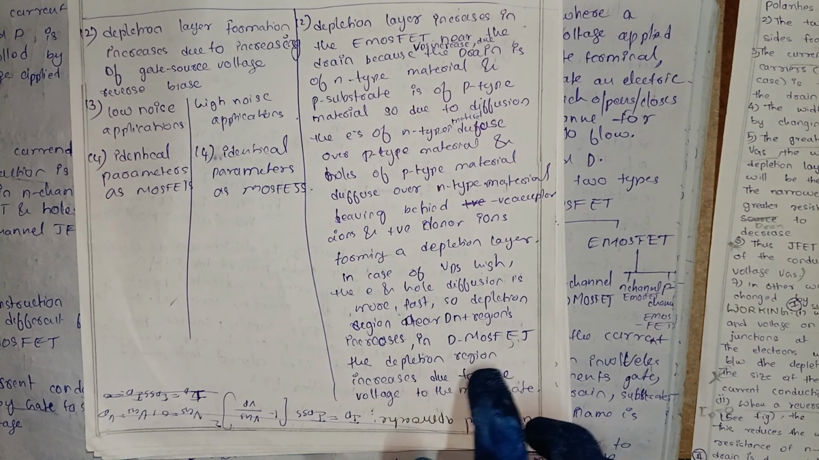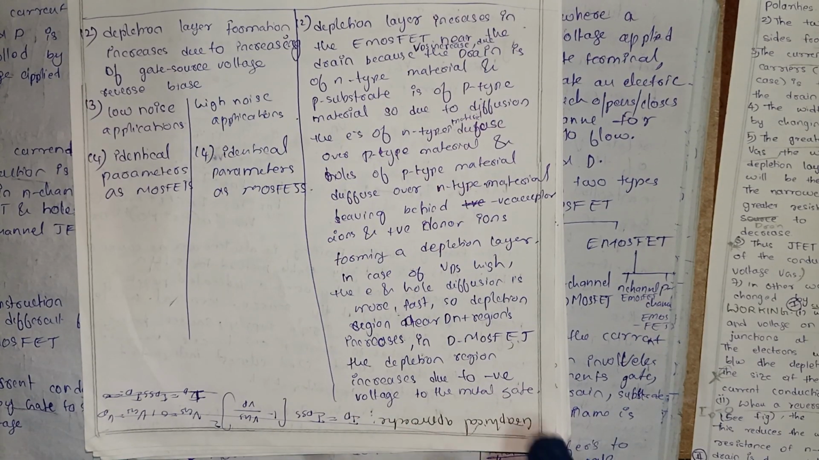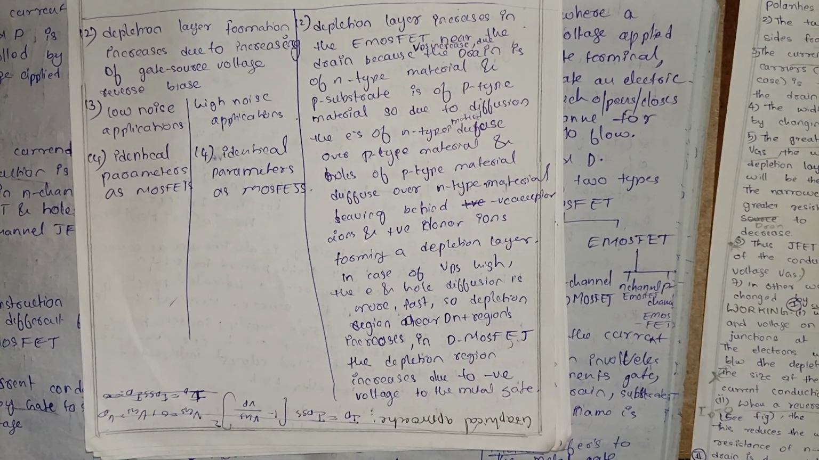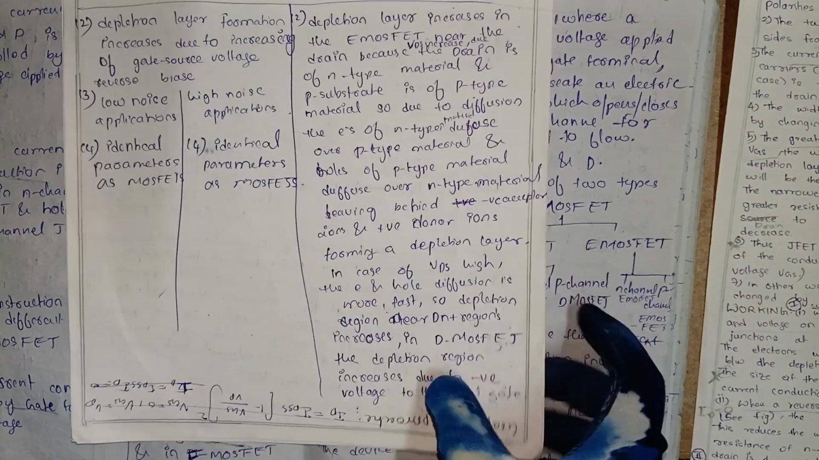In D MOSFET, the depletion region increases due to the negative voltage at the metal gate, as we have seen in the working of D MOSFET.